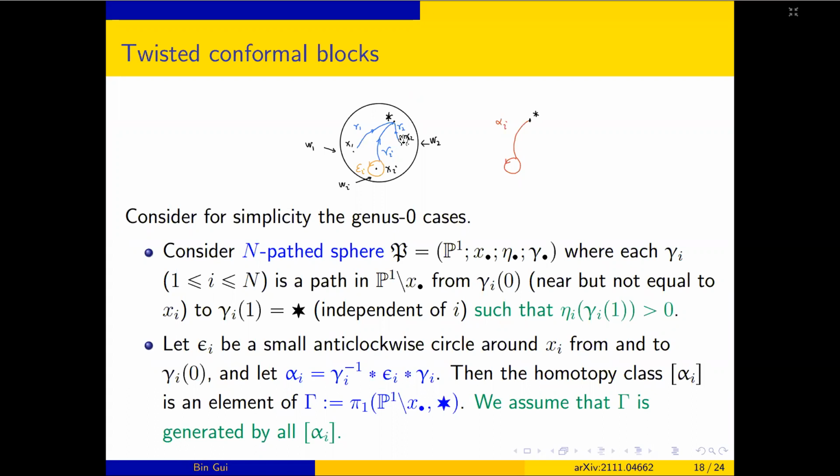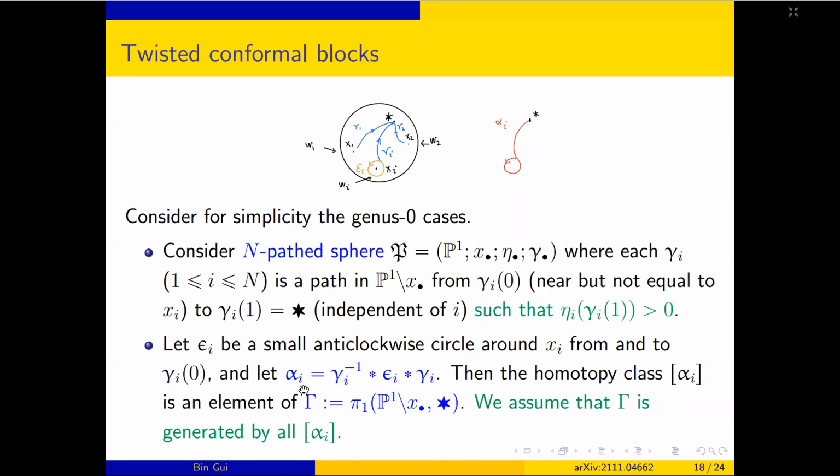Okay, and I also want to define this alpha I. So what is this alpha I? You choose this small anti-clockwise circle around the mark point xi, and then the alpha I is the path which goes like this. The first step is here, the second step is here, and the last step is here. So the alpha I is a path from and to the fixed mark point star.